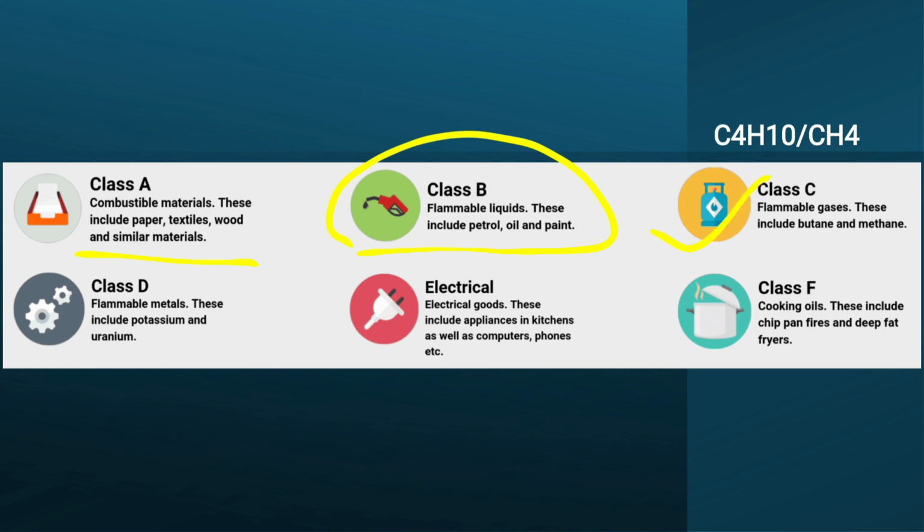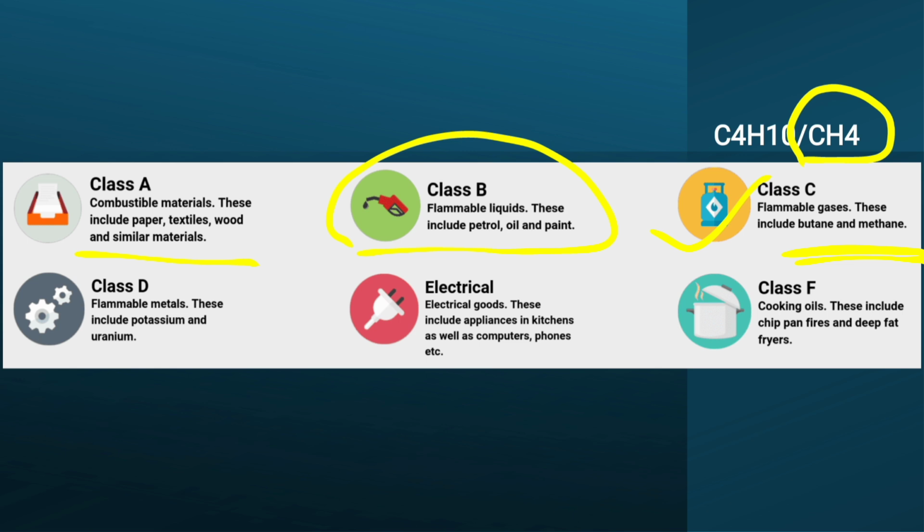Class C fires are due to flammable gases, and these include butane and methane. So for your information, the molecular formula for butane is C4H10 and the molecular formula for methane is CH4.